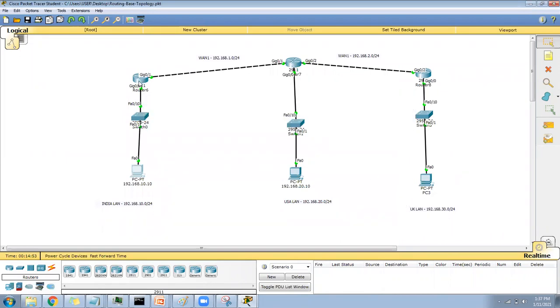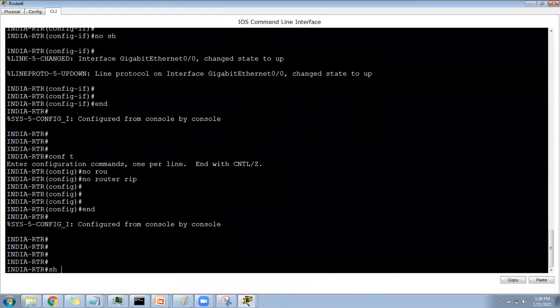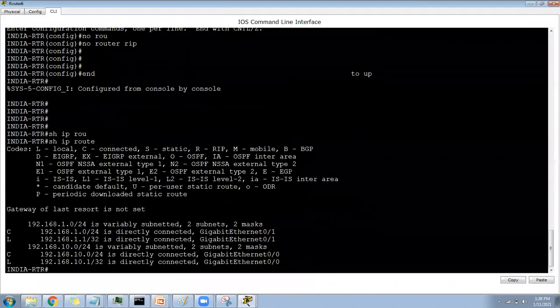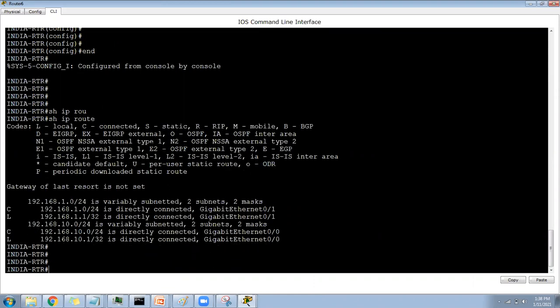Okay, so you can ask how is it possible, like I had the route just now. Show IP route. Yes, the route was there because RIP was there. Now RIP is gone, so it took the routes also. So now I have nothing. So let's configure OSPF.